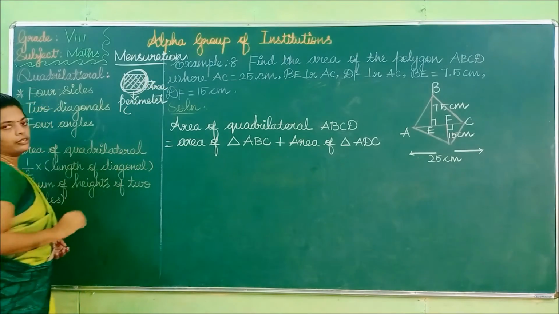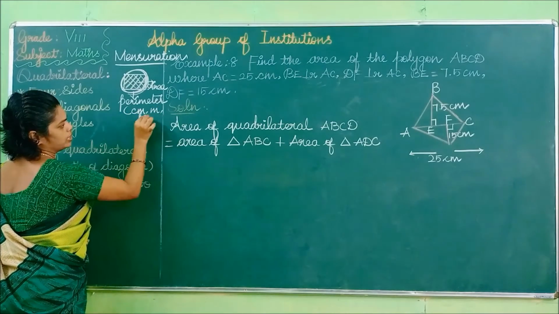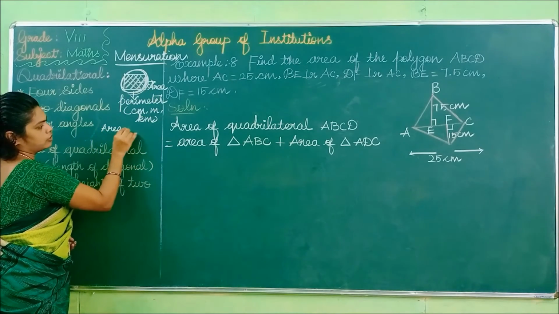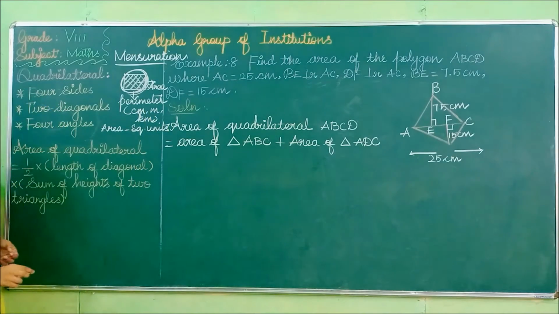For perimeter, we can use the units simply centimeter, meter, kilometer. But for area, we write square units, either centimeter, millimeter or kilometer. And then we have learned some formulas for the 2D shapes. What are the 2D shapes? Which contain length and breadth. The shapes are square, rectangle, triangle, trapezium, parallelogram, rhombus, quadrilateral, etc.